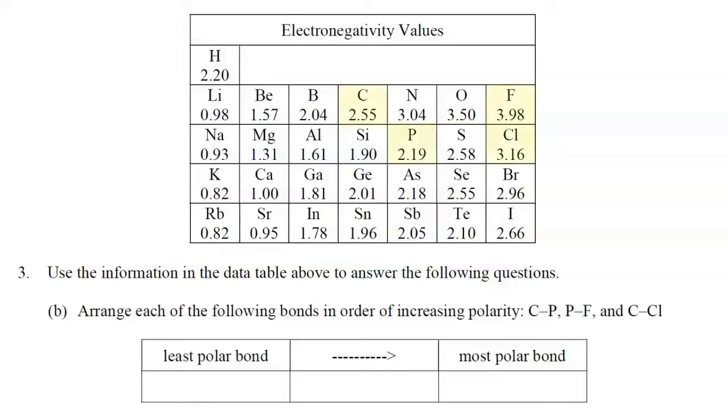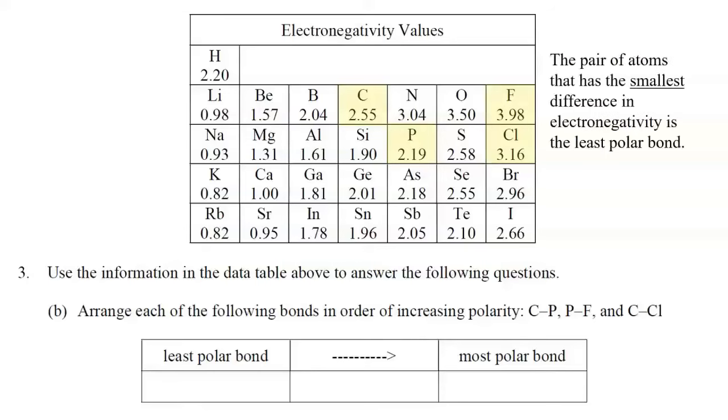So here are the electronegativity values for those four elements. Again, same criterion for the least polar bond would be the pair of atoms that has the smallest difference in electronegativity, and hopefully you can see that carbon and phosphorus would have the smallest difference. That works out to be 0.36.